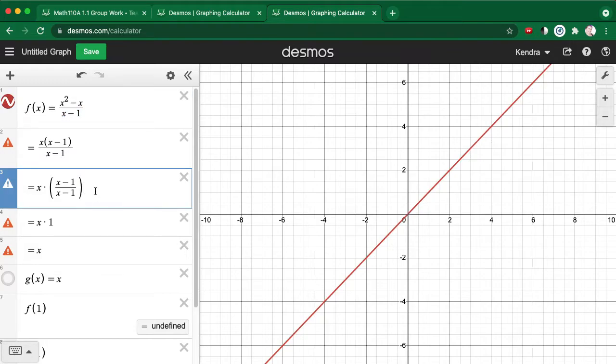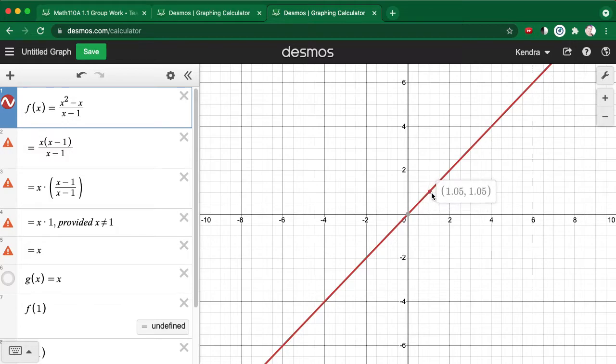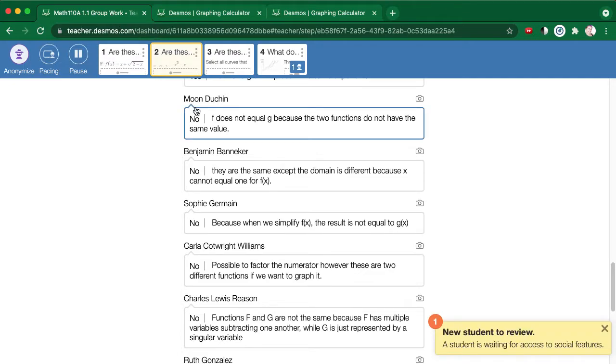So it's worth kind of noting that this function here in line 3 is equal to the function in line 4, provided x is not equal to 1. So, in fact, f and g are not the same because they don't have the same domain. F has 1 excluded from the domain, and g has 1 in its domain. So the two functions are equal everywhere except at x equals 1. So they are not equal functions. Okay.